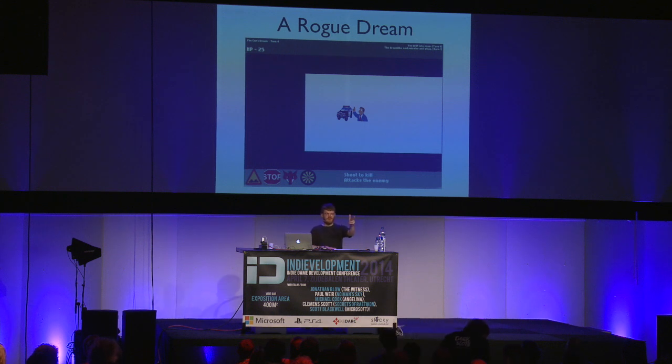So that's one of the abilities that you have. You can shoot at the lawyers and kill them. Okay. That's not the most sane game in the world, but it almost gets there. There's something going on. So how did we generate this?